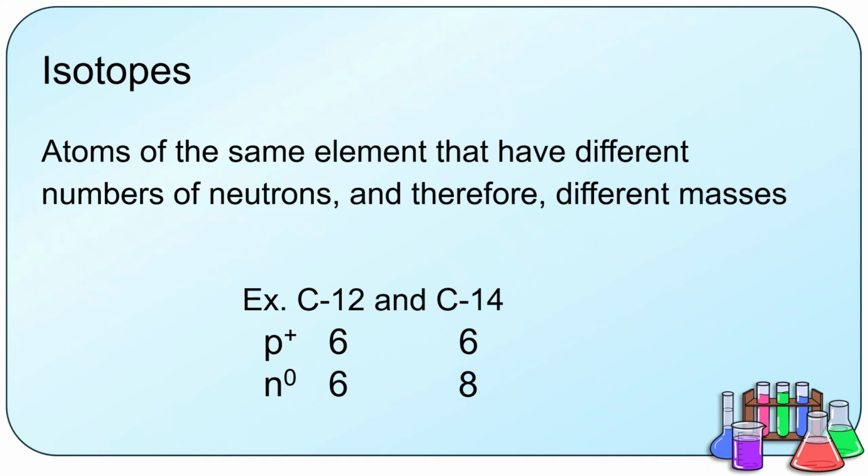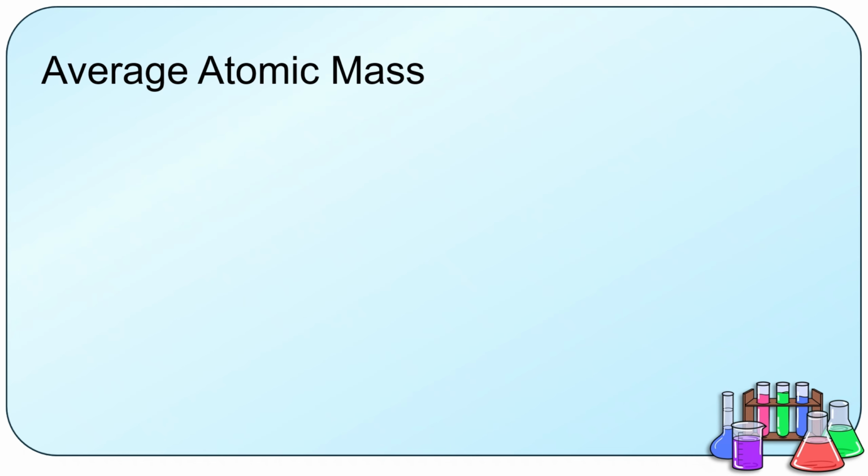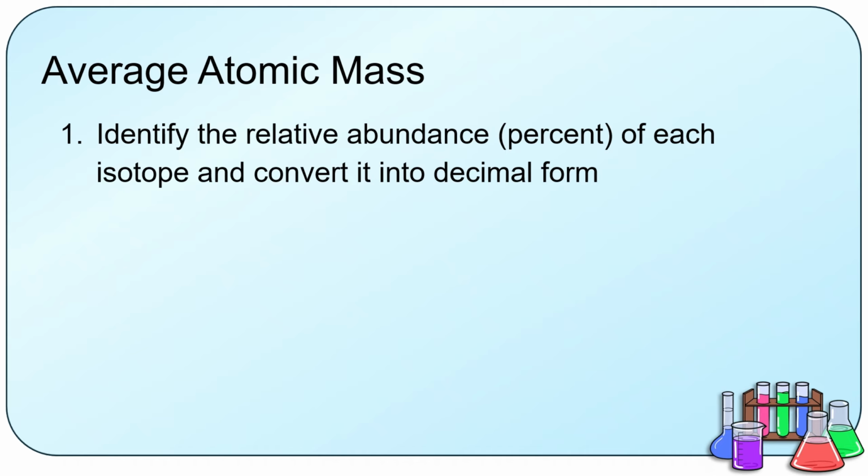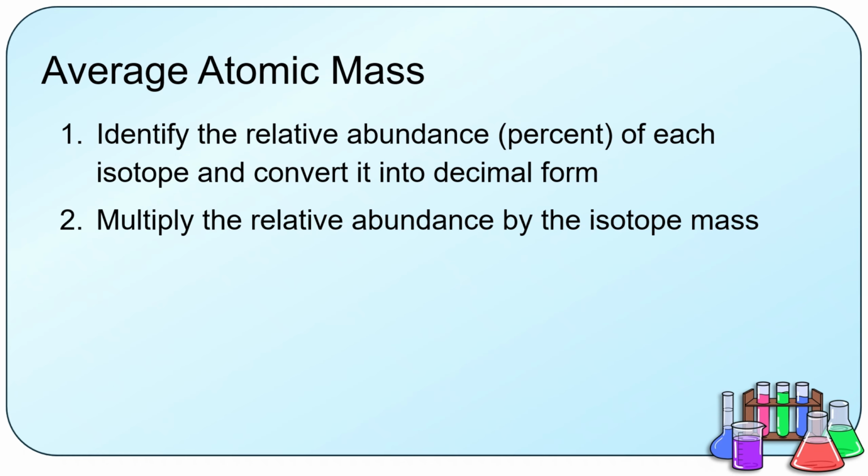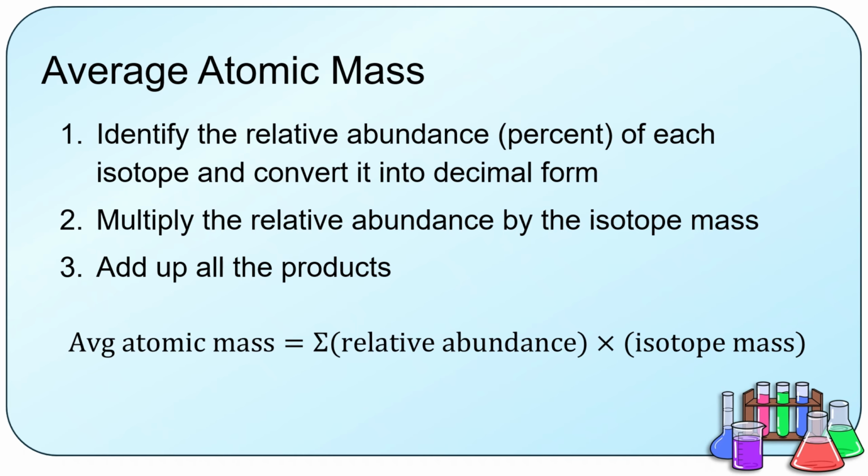Now, you might have noticed that the mass shown on the periodic table is a decimal number. That's because this mass takes into account all the isotopes and is the average atomic mass. So how do you calculate the average atomic mass? Here are the steps. First, you identify the relative abundance of each isotope, which is usually given as a percentage, and convert it into decimal form. Then, you multiply the relative abundance by the isotope mass. Finally, you add up all the products. This is what the formula looks like.